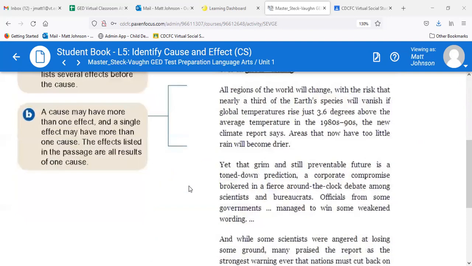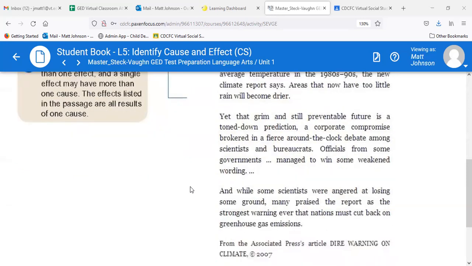Yet that grim and still preventable future is a toned-down prediction, a corporate compromise brokered in a fierce, around-the-clock debate among scientists and bureaucrats. Officials from some governments managed to win some weakened wording. And while some scientists were angered at losing some ground, many praised the report as the strongest warning ever that nations must cut back on greenhouse gas emissions.